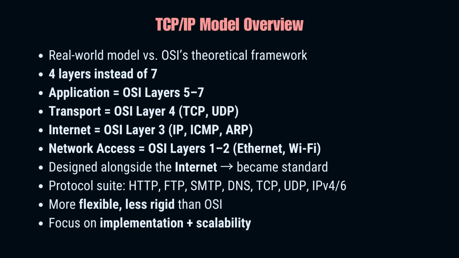TCP/IP became the standard because it was developed alongside the internet, proven to work in real networks, more flexible and less rigid than the pure OSI approach, and widely adopted across all networking equipment. The Internet Protocol Suite includes application layer protocols like HTTP, FTP, SMTP, and DNS. Transport layer protocols, TCP and UDP. Internet layer protocols, IPv4, IPv6, ICMP, and ARP. And network access layer technologies like Ethernet and Wi-Fi.